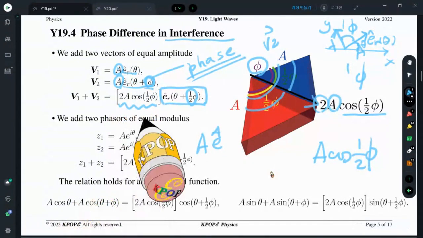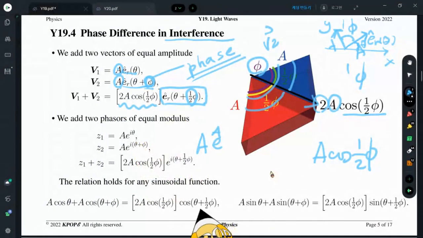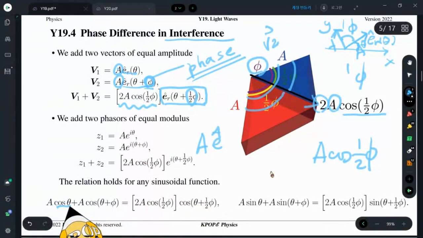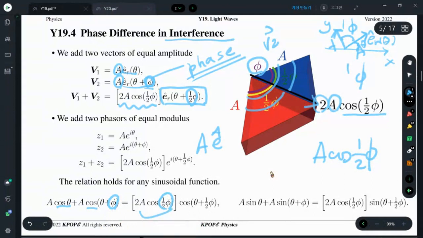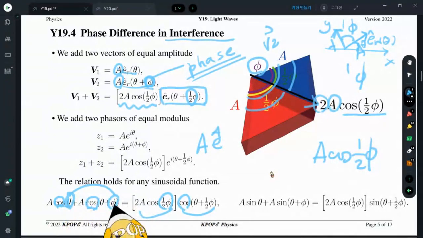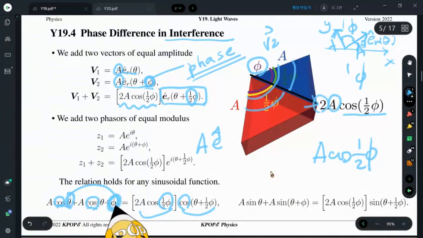Okay, so this relation is true even in the addition of sinusoidal functions. You have cosines with a phase difference. One half of this phase difference appears in the twice-the-original amplitude. And this one is the same kind of function, however, the phase is only one half of phi in comparison with the reference.